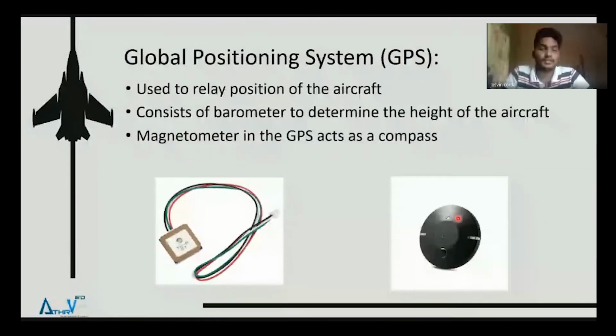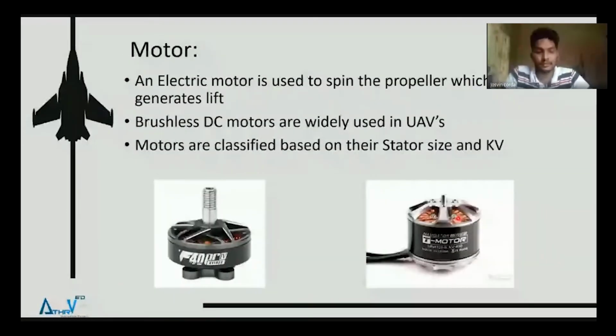Motor is the one that provides thrust or lift. So it is an electric motor used to spin a propeller. It spins and in turn generates lift. Brushless DC motor is widely used in UAVs.